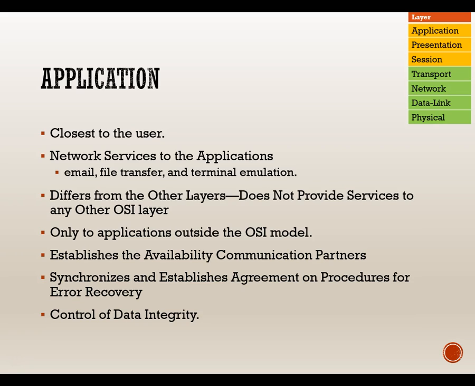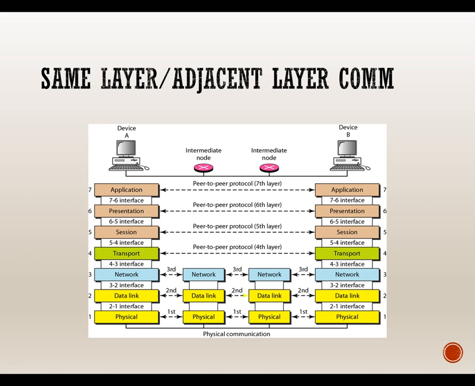It establishes the availability of communication partners, synchronizes the agreement on the procedure for error recovery, and then controls data integrity. Data integrity means that what was said is what we got, so that something didn't change en route. This is another image that represents same layer and adjacent layer communication.